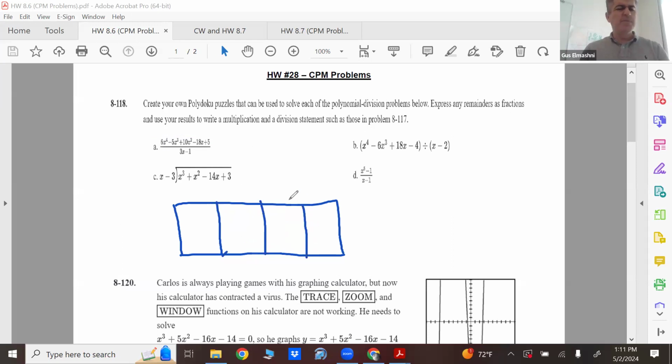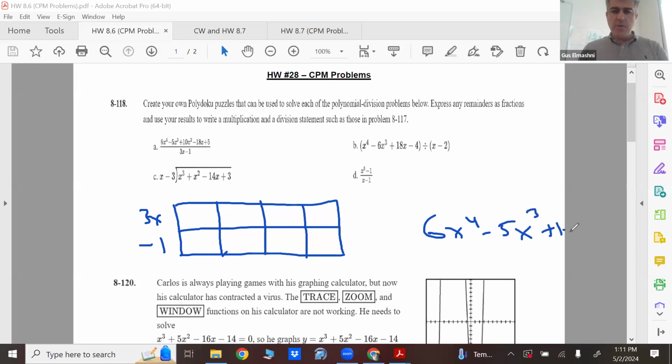I think I only need 4 columns. Okay. So what I'm going to do is put 3x and minus 1 here. Now on the outside is 6x^4 minus 5x cubed plus 10x squared minus 18x plus 5. Okay. So all this right here is supposed to be all the stuff in these grids here.